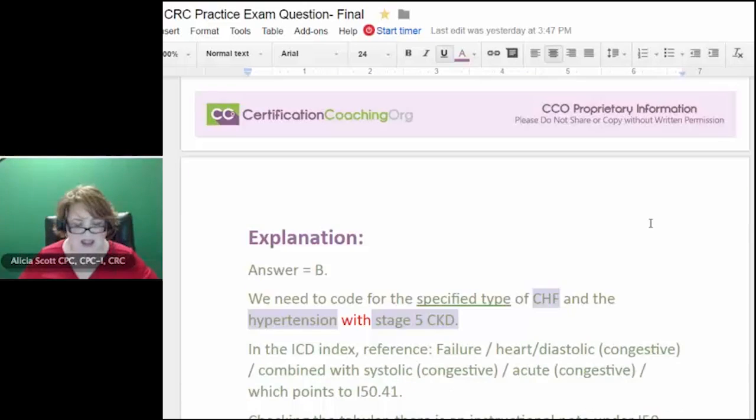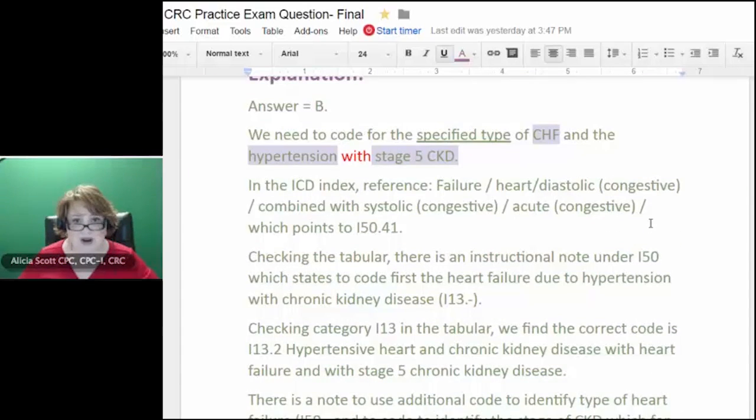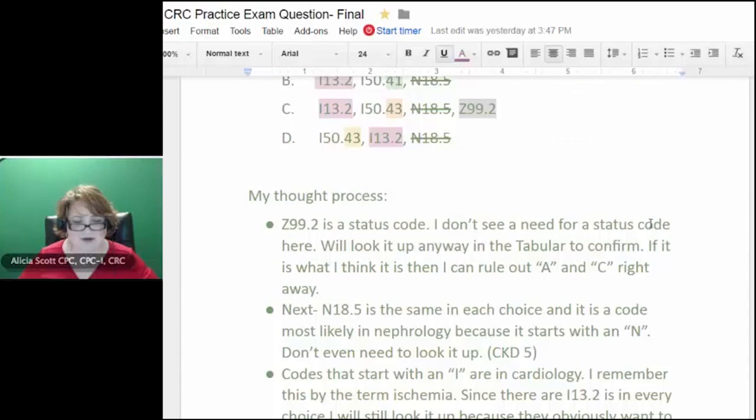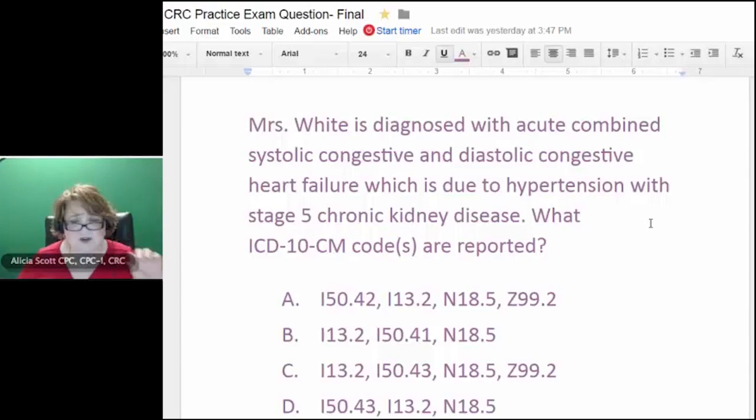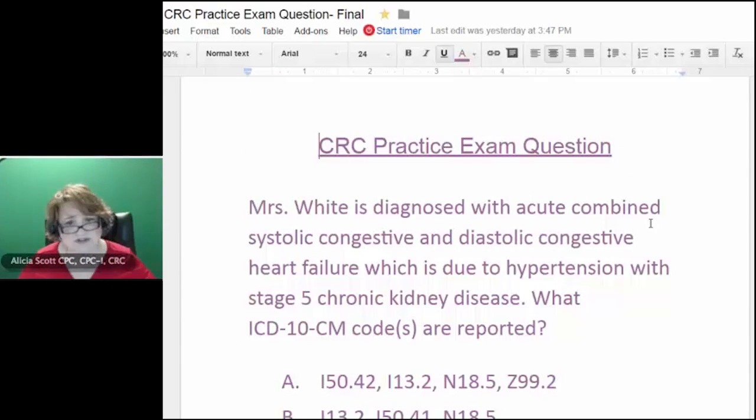So there you go. That is what a practice CRC exam question looks like. Now, mind you, this is only the coding aspect. The CRC has so much more than just coding. In fact, it really doesn't have a whole lot of coding, in my opinion. But this is what one will look like.